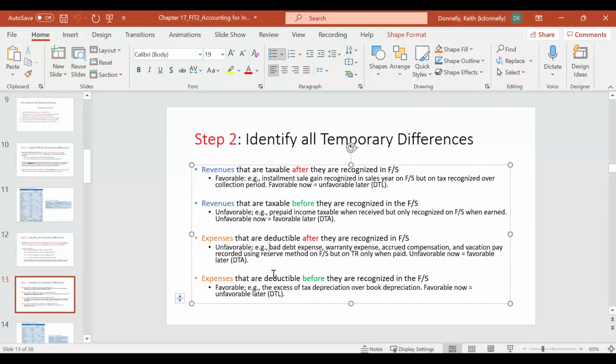books. So the fourth one here are expenses that are deductible before they are deductible on the financial statement. So deductible on the tax return before deductible on the books. This would be like the classic depreciation expense, right? Where you do that accelerated depreciation on the tax return, expense the whole thing now. Later on, you're going to expense it on the books and records, commensurate with that depreciation schedule.